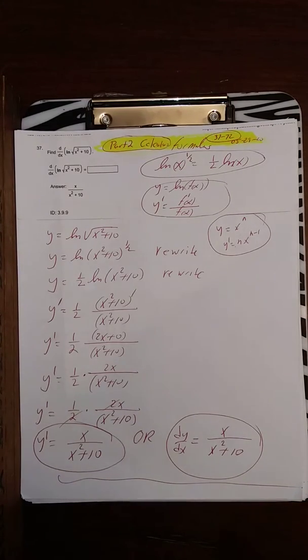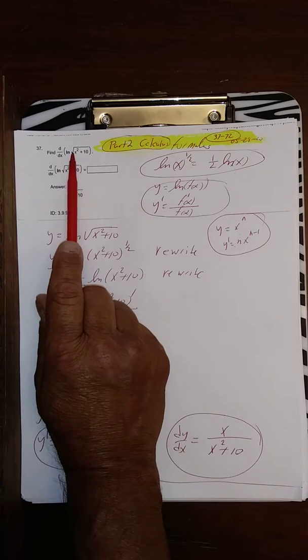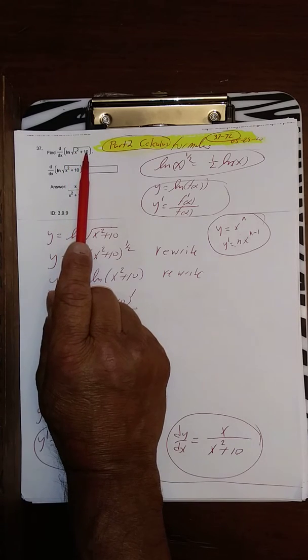Alright, part 2 calculus. Let's start with the first problem: find dy/dx of ln of the square root of x squared plus 10.